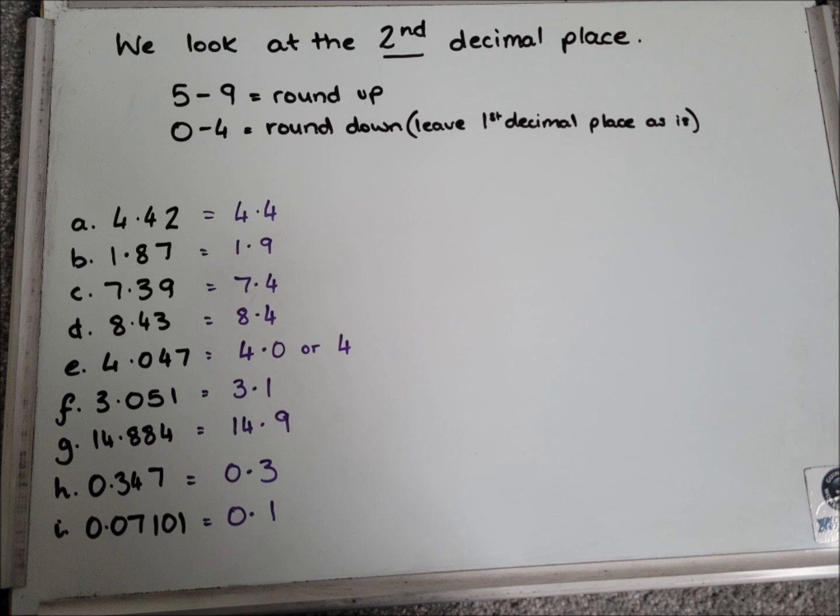For F, it was 3.1. For G, it was 14.9. For H, it was 0.3. And for the last one there, it was 0.1. Hopefully you got those all correct. If not, go back and have a wee look. Remember, just looking at that second number after the decimal point.